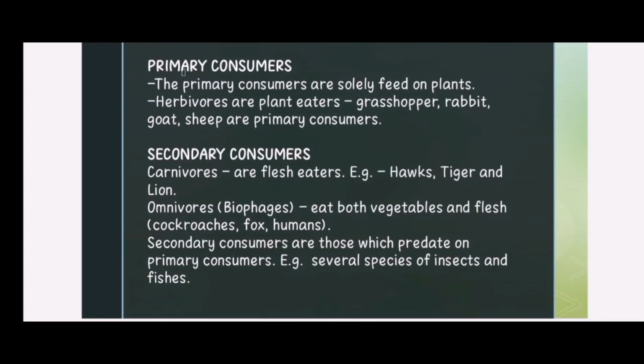Next is the secondary consumers. Secondary consumers are those carnivores who eat flesh to gain energy, and omnivores who have the capability to gain energy by consuming plants and flesh. These are the species that consume energy from plants and also from the primary consumers.